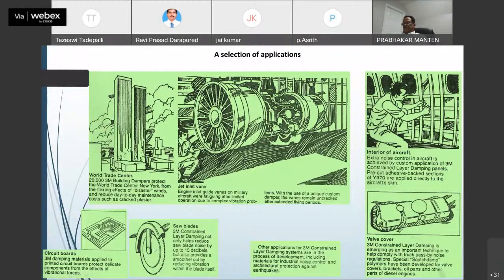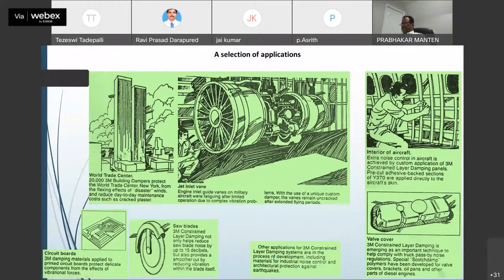Saw blades: on all of your saw blades which operate, you'll see a 3M constrained layer damper. It not only helps reduce saw blade noise by up to 15 decibels, but also provides a smoother cut by reducing the vibration level. The blade vibrates this way and that way; if the damper is put in that region, you get a clean cut. Without that, you would have gone completely off.